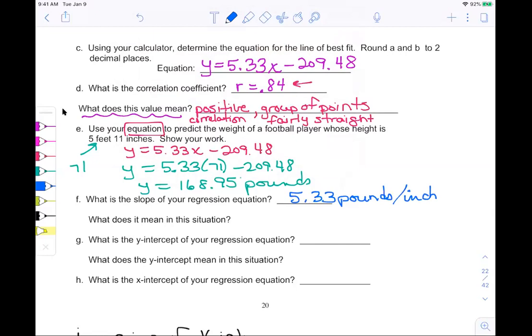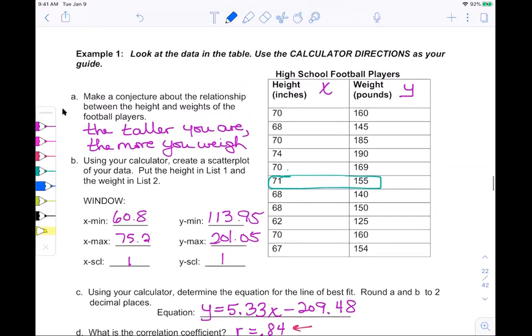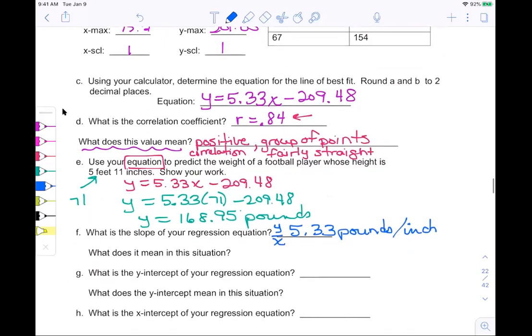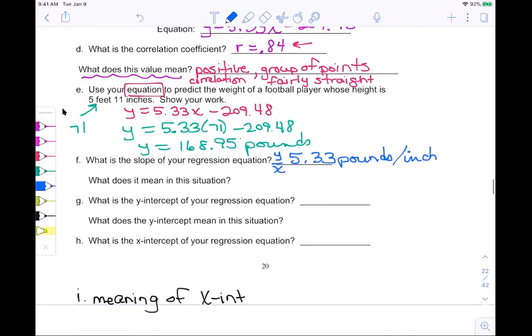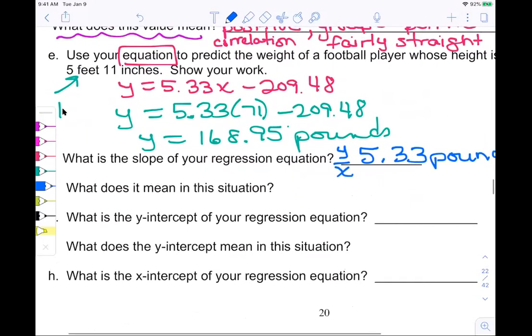Remember, slope is y over x, or rise over run. My y is pounds, that's my rise value. My run is inches. So we need to explain what it means. This should be a sentence. So now I'm taking math and making it seem a little like English. What does it mean? If I have the slope of 5.33 pounds per inch, what would that really mean in real life? Like, what are we talking about?